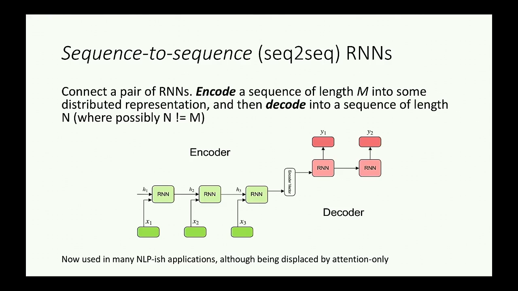Already, they're kind of falling out of favor. There's other approaches that seem to do better and faster. These have problems with, among other things, parallelization because of the sequential nature of the data, and so they're not easy to train quickly, and so on. They're still neat. Right. Now used in many NLP-ish applications, although being displaced by other architectures.